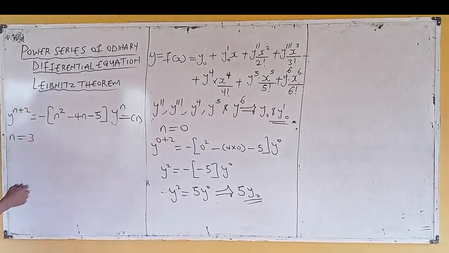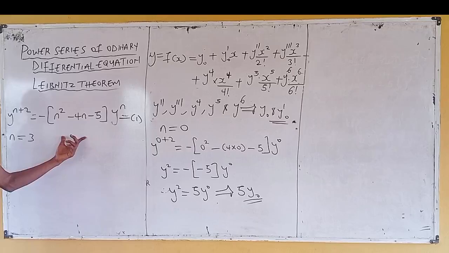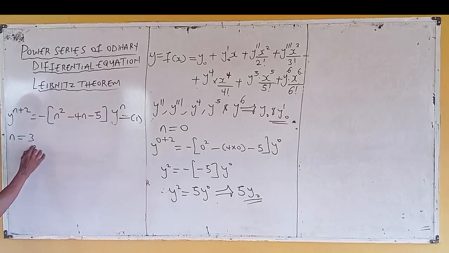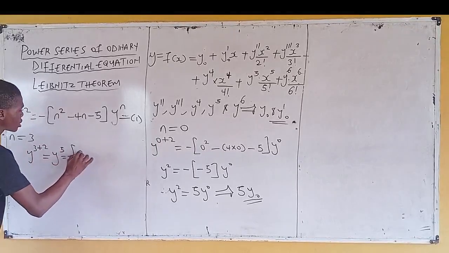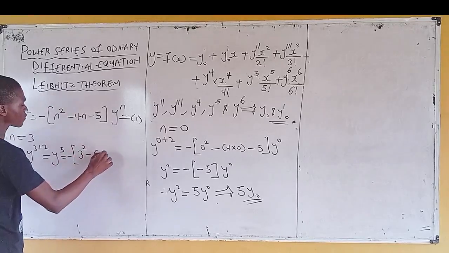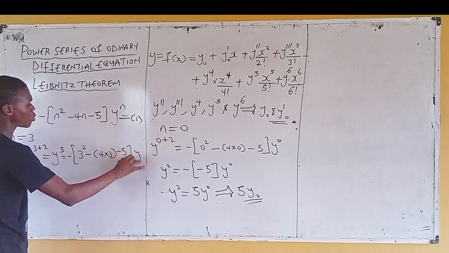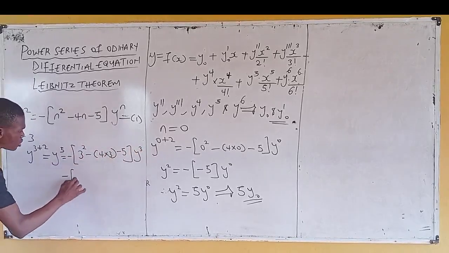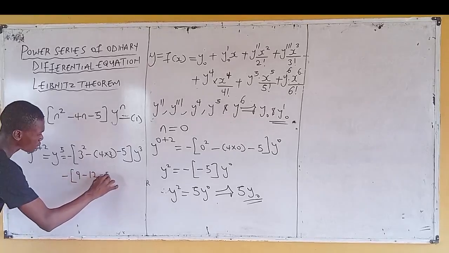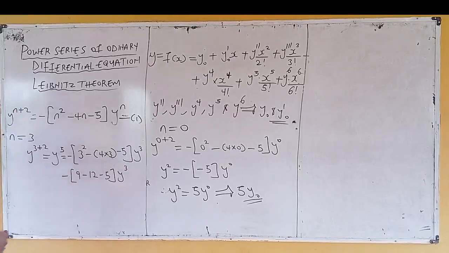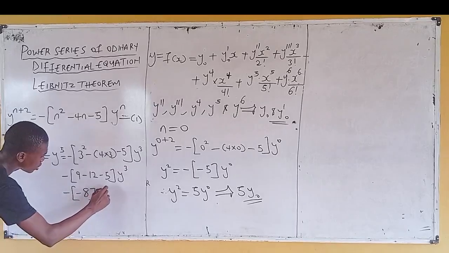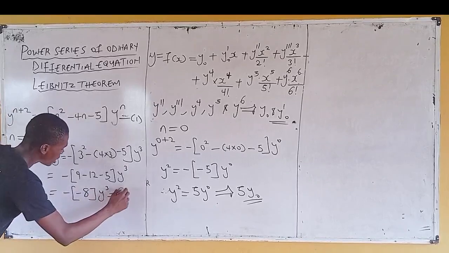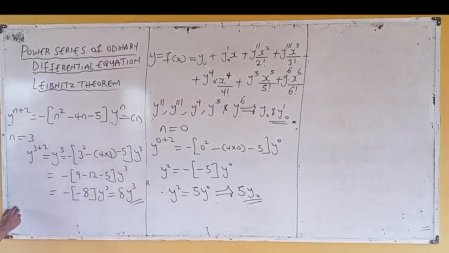When n equals 3, meaning anywhere I see n in my recurrence relation, what do I substitute? 3. So it becomes y to the power of 3 plus 2, which is y to the power of 5, equals negative into brackets 3 squared minus 4 times 3 minus 5, multiplying y to the power of 3. This becomes negative into brackets 9 minus 12 minus 5 multiplying y to the power of 3. Solving this, I have negative into brackets minus 8 multiplying y to the power of 3. Multiplying this, I have 8y cubed. Meaning we got y to the power of 5 as 8y cubed.